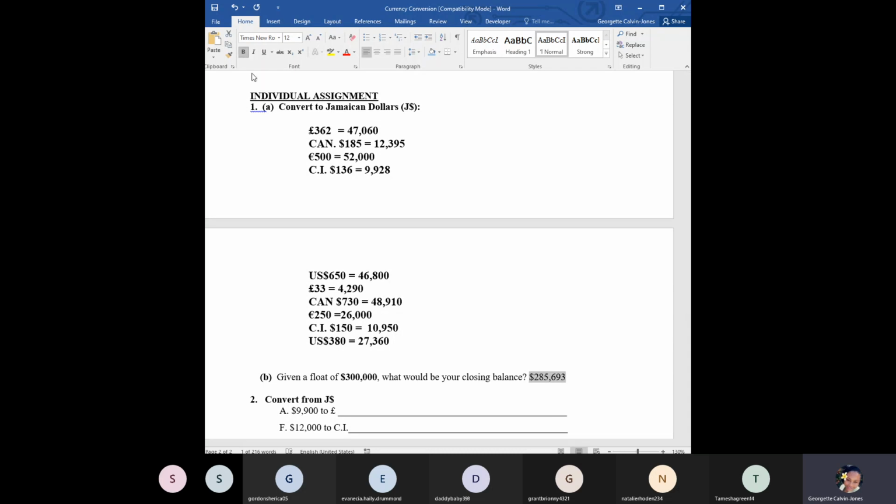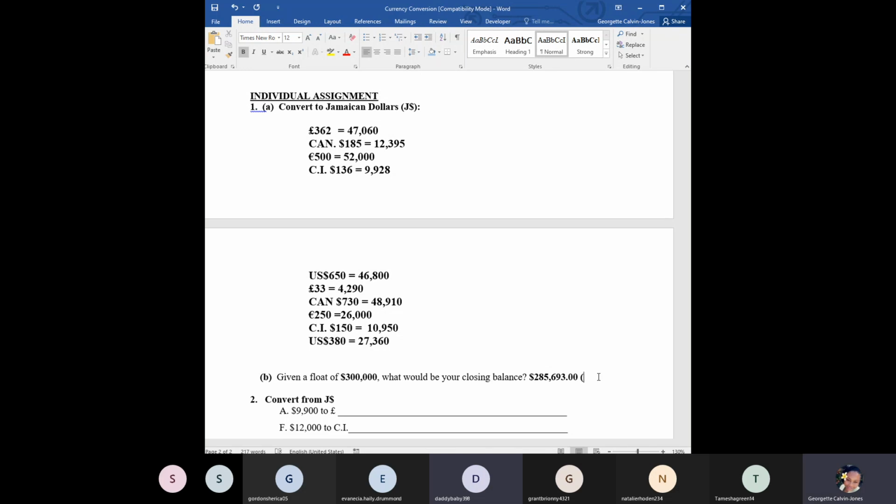If you get this as a closing balance, then what happened to the float? It decreases. Would you minus that from the 300,000? Right, you would minus it to see how much it is short by, but it means your float is short. Remember, if you get a float of $300,000 at the beginning of your shift, but at the closing of your shift you only have this amount, then your float is short. Something is wrong.